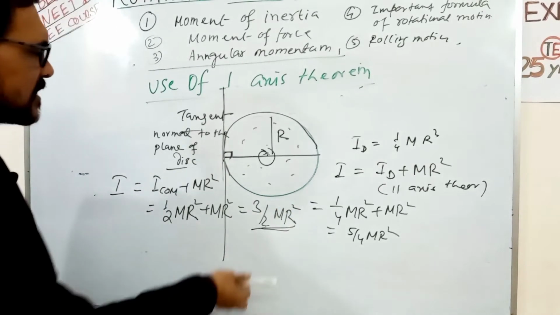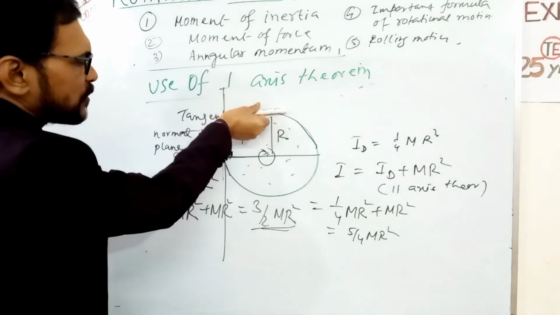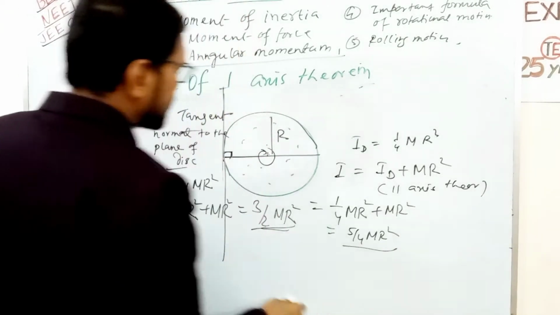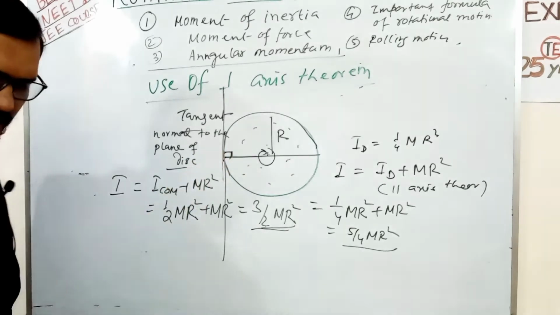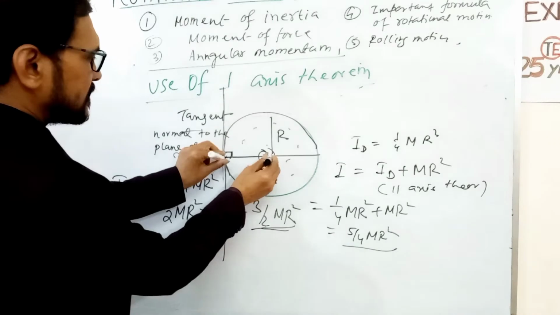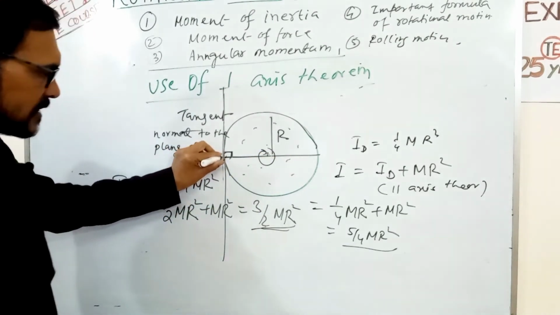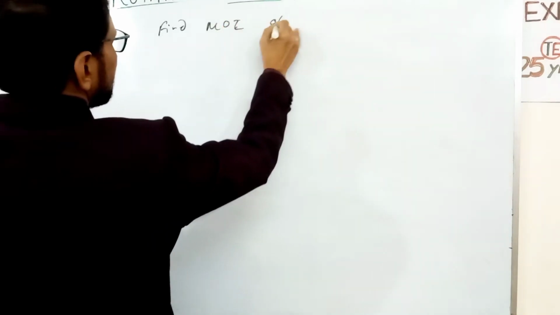So if the tangent lies in the plane of the disk, then the answer is this. And if the tangent is normal to the plane, that is two axes here, this and this, ICOM equal to half mr square, and this is the tangent of the system.